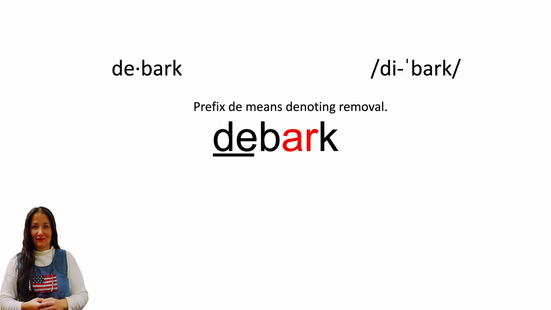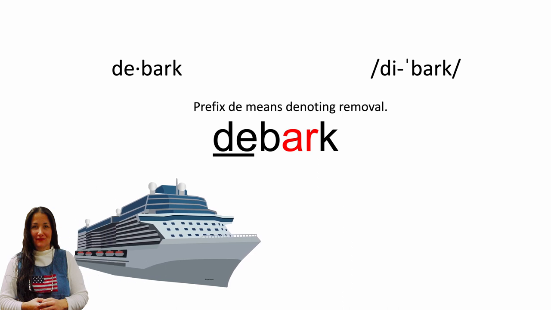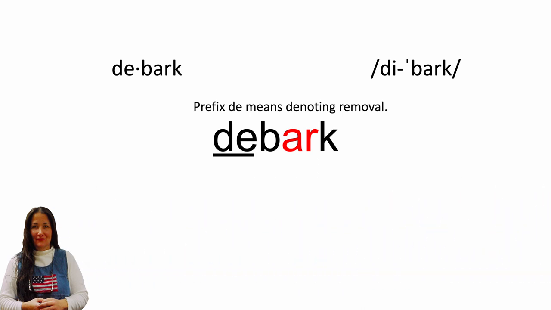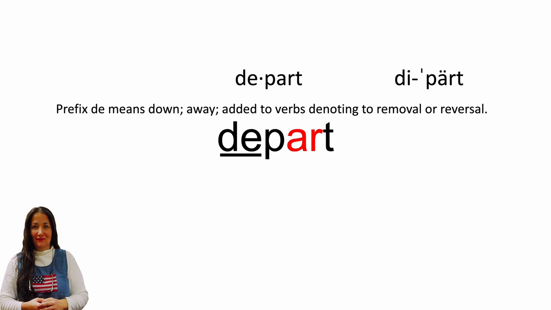Debark. The prefix d means denoting removal. Depart. The prefix d means down, away, added to verbs denoting removal or reversal. You would consider a seagoing vessel departing. When you depart, that could be almost anything, leaving, such as debark.